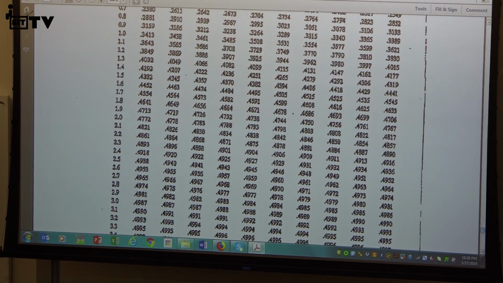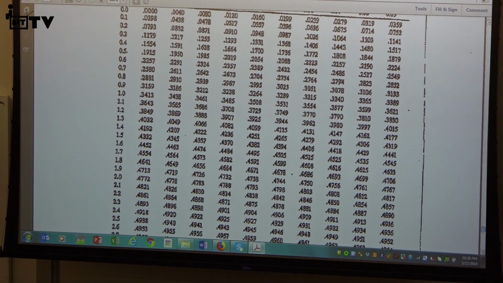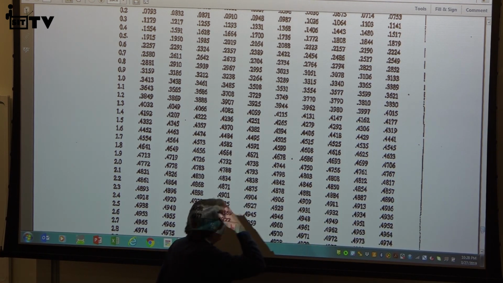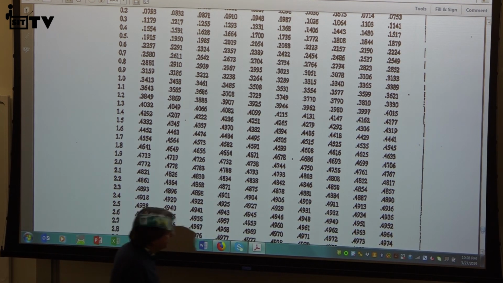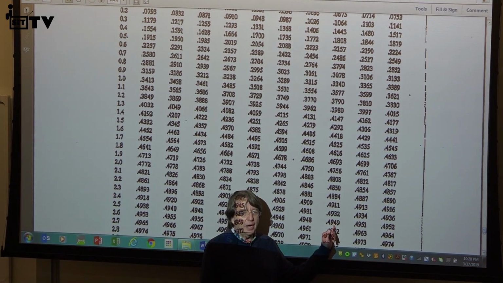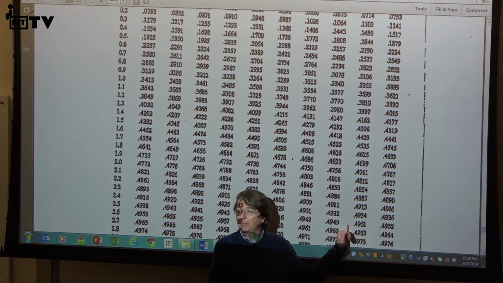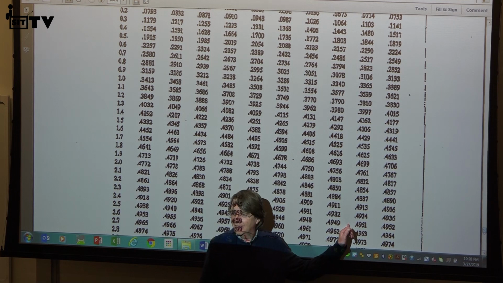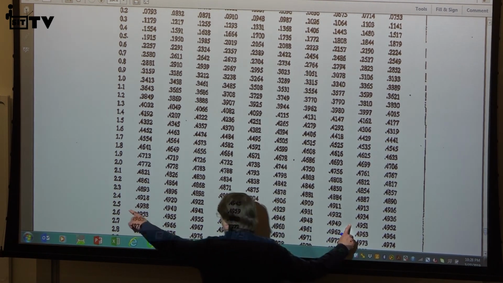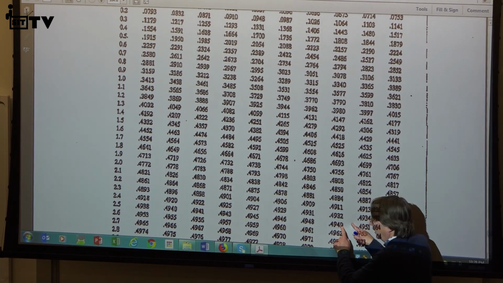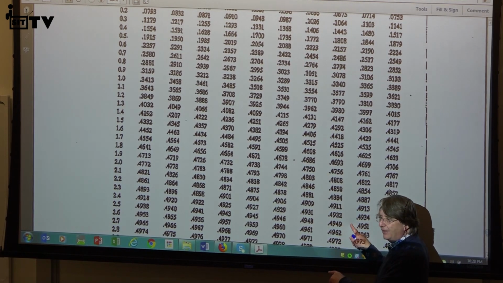Do I have it? Here. What do I want? 0.495? 0.4949? 0.4951? Falls right in the middle. Isn't that beautiful? Okay, so what's the value here? Make sure I read this right. 2.5, 0, 1, 2, 3, 4, 5, 6, 7. So is this 2.575?